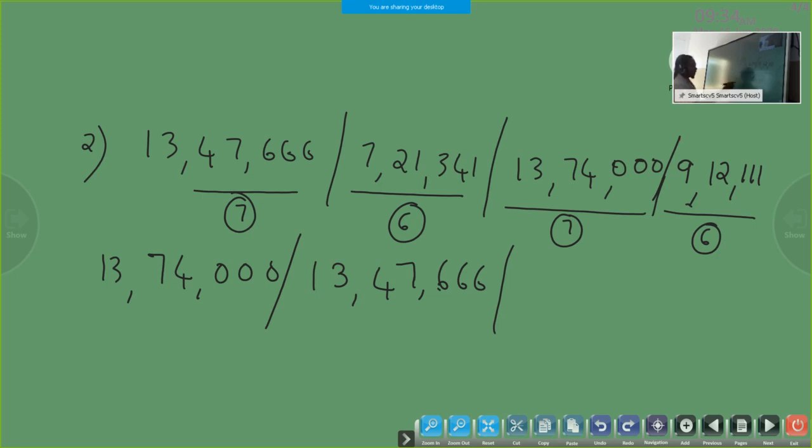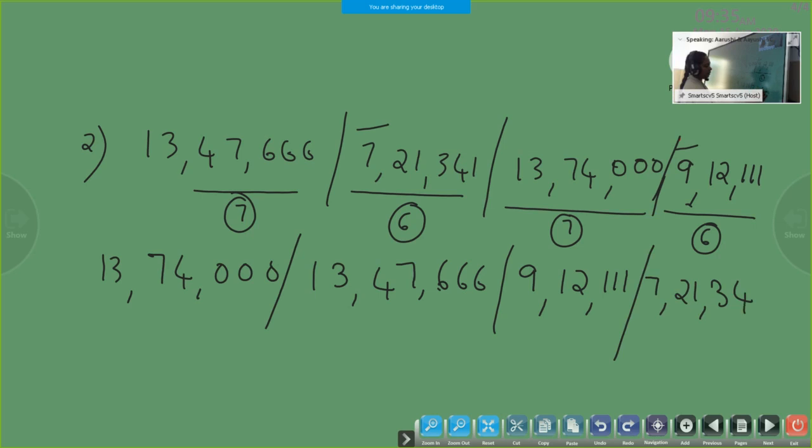So 9 lakh. You have to compare the digits, and this one is 7 and this is 9. So which is bigger? 9 is bigger. So we have 9 lakh 12,111. And what is the last one? 7 lakh 21,341.